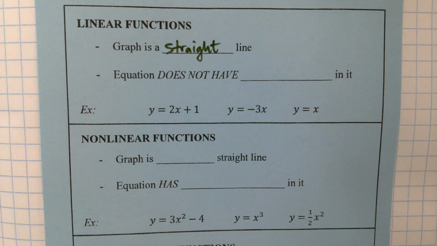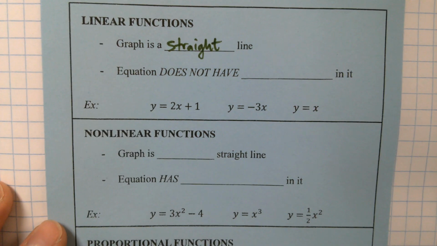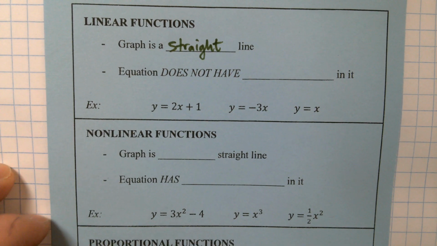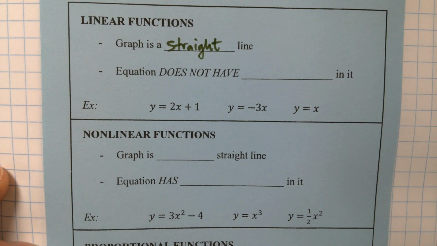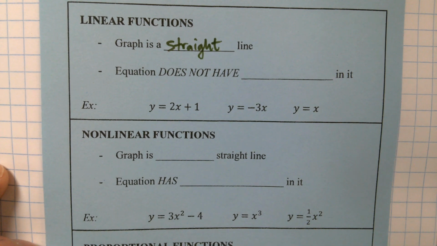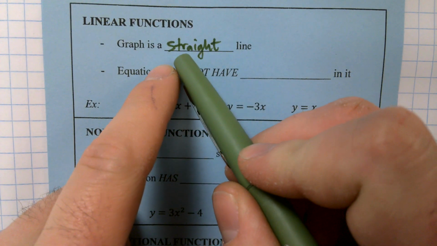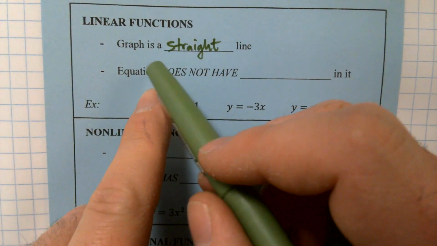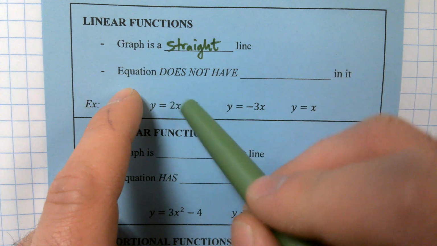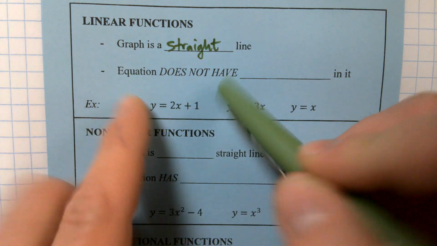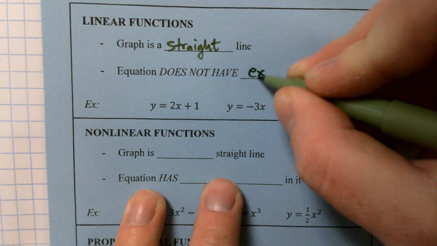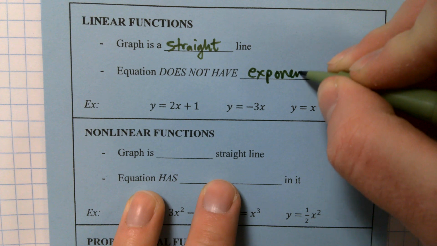Just a straight line. If the line is straight, it's linear. You could look at a graph or you could look at an equation. The graph is nice and easy to tell. It's just going to be a straight line. We know that an equation is linear if it does not have exponents in it.